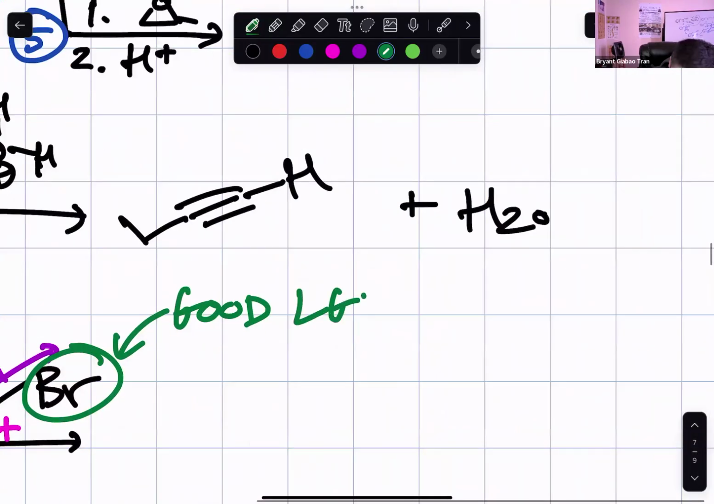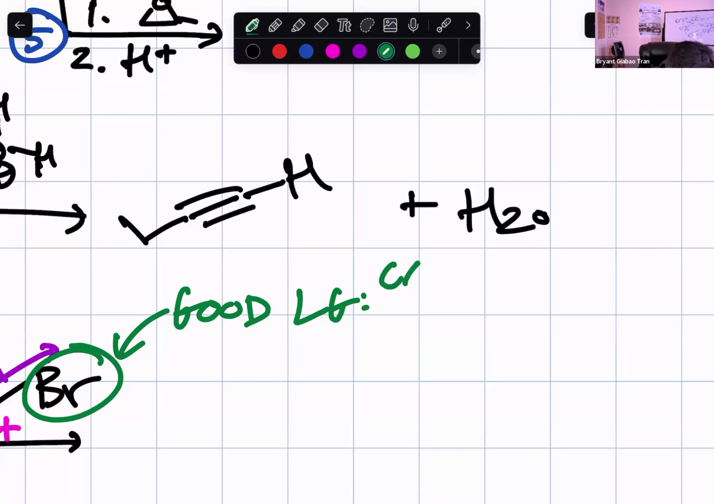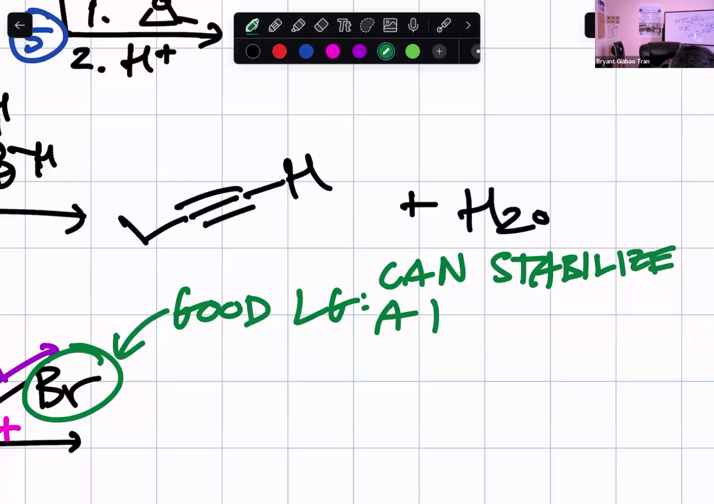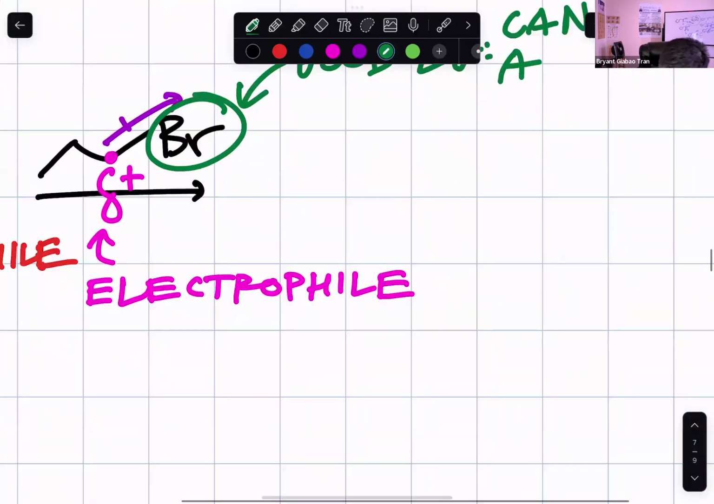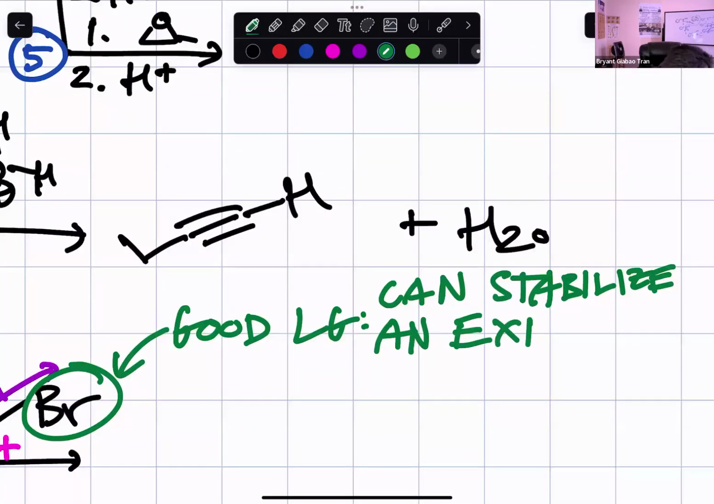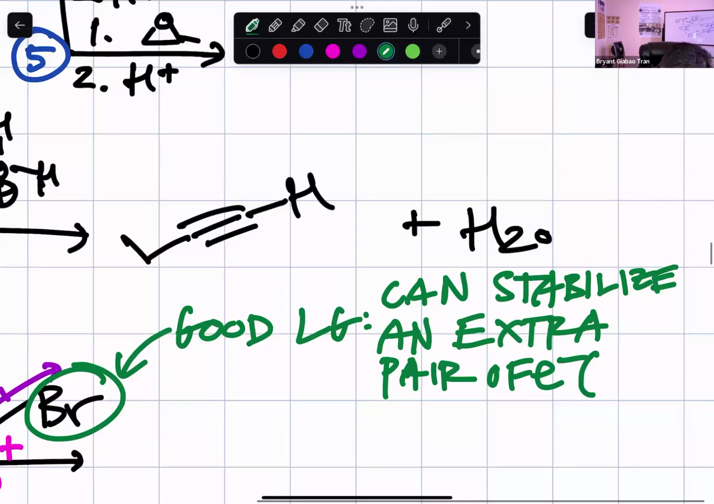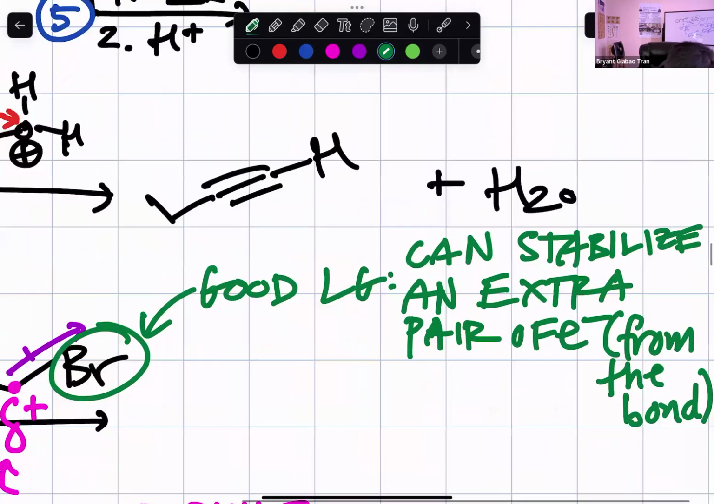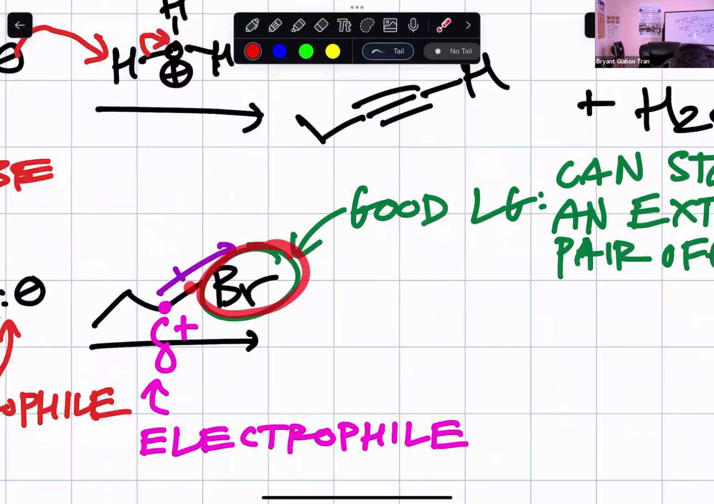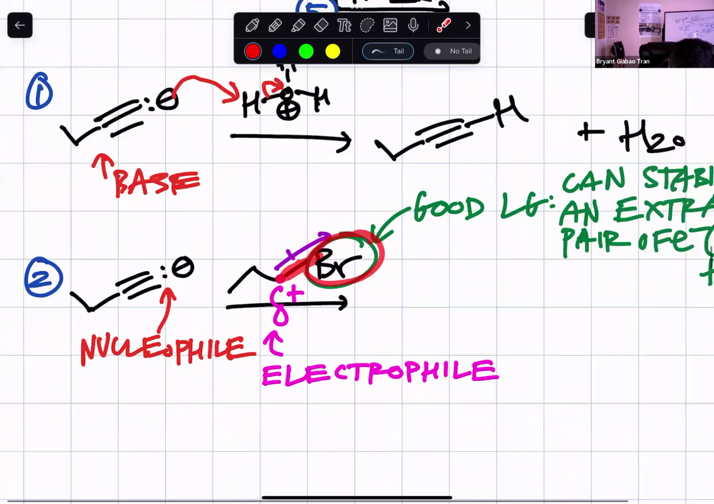Right. And a good leaving group, think of it as a group that is able to leave with a negative charge or with an extra pair of electrons, can stabilize an extra pair of electrons, because when it leaves, it's going to leave with an extra pair of electrons. And that extra pair of electrons is coming from the bond it's attached to. So this leaving group, when it leaves, it's going to leave with this bond right here that it's attached to. Right here. Yeah, that one.